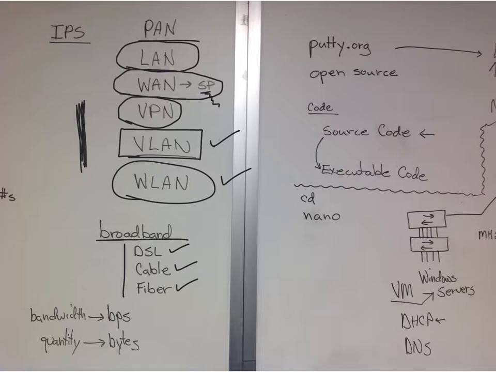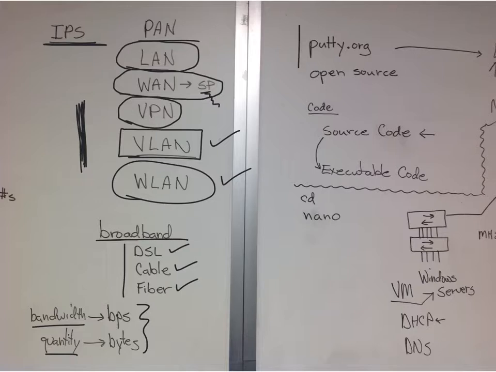How do we measure? We measure speed or bandwidth by bits per second, and then quantity by bytes. So you might have a data plan that's 1 gigabyte or unlimited data. Bandwidth is how much fits into the pipe. Here we're talking about how much data total. Quantity. This term up here, intrusion protection, we'll talk about that here in just a minute.